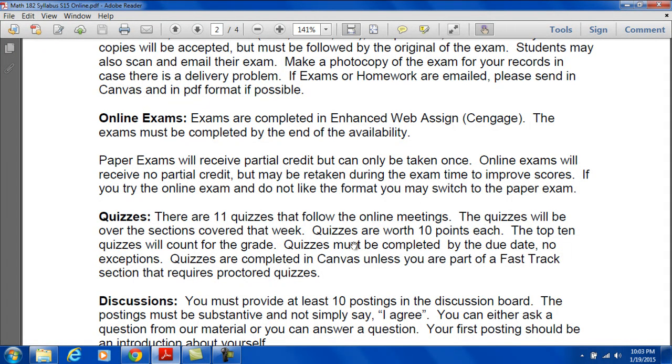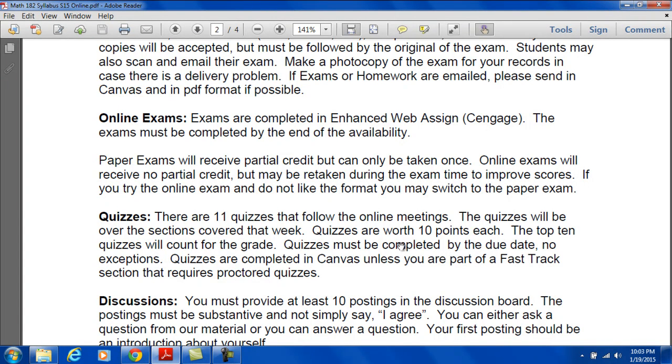Quizzes. There are 11 quizzes that will follow online meetings. There's no more online meeting, but they're going to follow mid-week. They come out, and the quizzes will be over the sections covered that week. Let me state this, actually, correct that. This is the lecture capture section. There'll be a link in our Canvas page, so you could consider that as the online meeting.